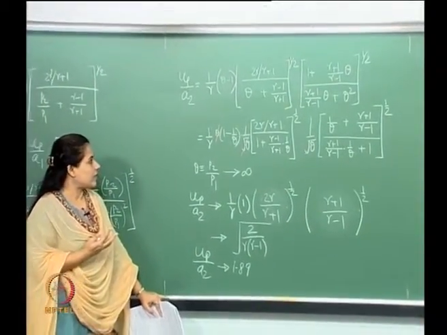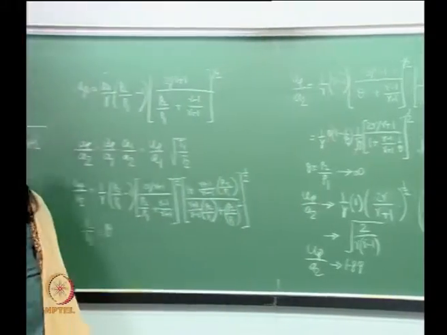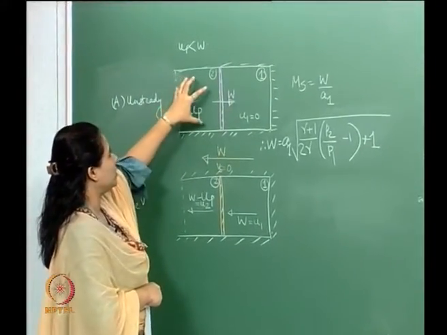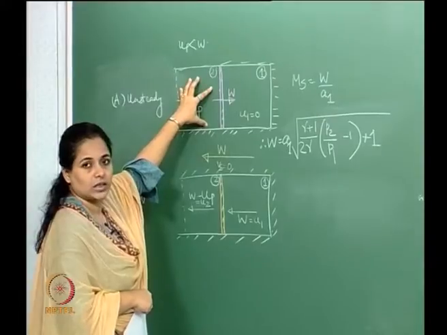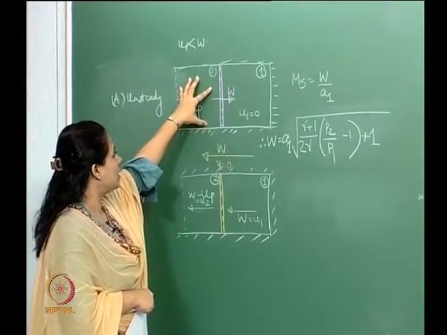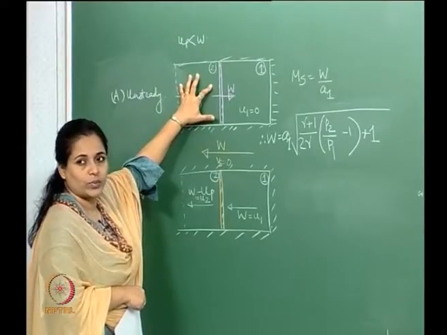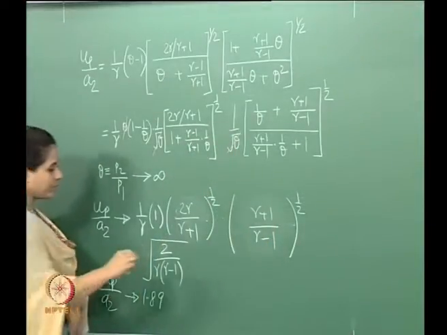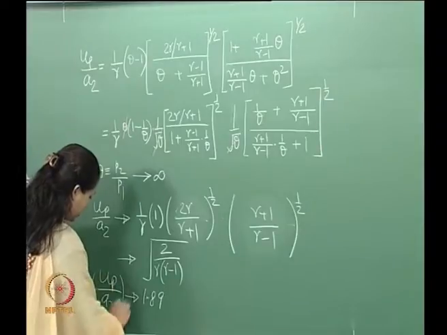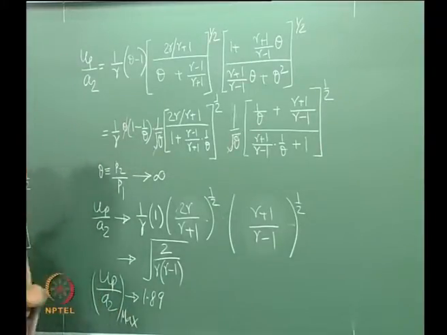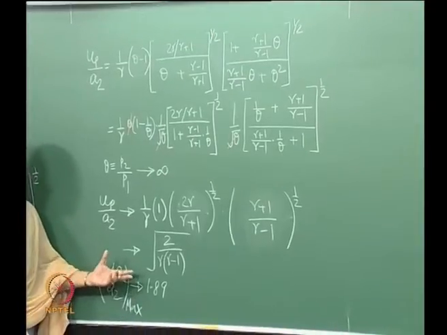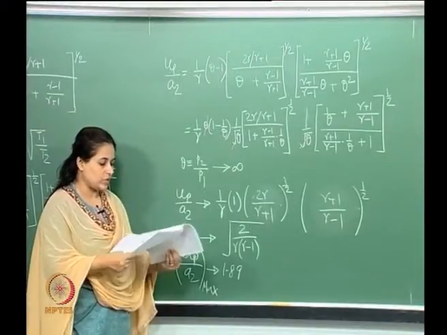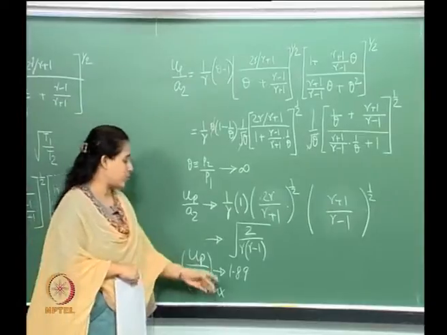So what this tells us is that if we have an infinitely large shock which is propagating, then the velocity which is induced in the dry section here reaches a maximum of around 1.89. Which means that the Mach number of the induced flow cannot exceed 1.89, which is less than 2 Mach.